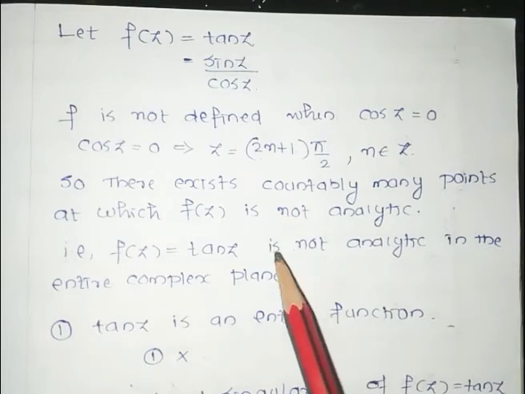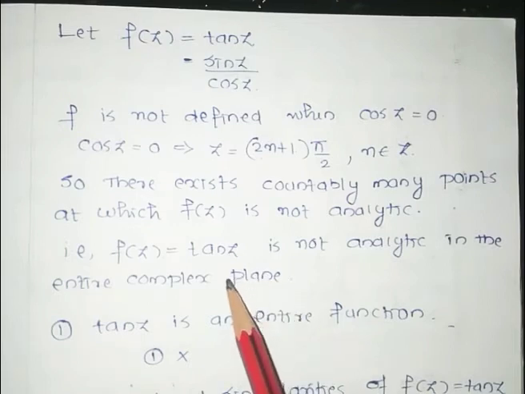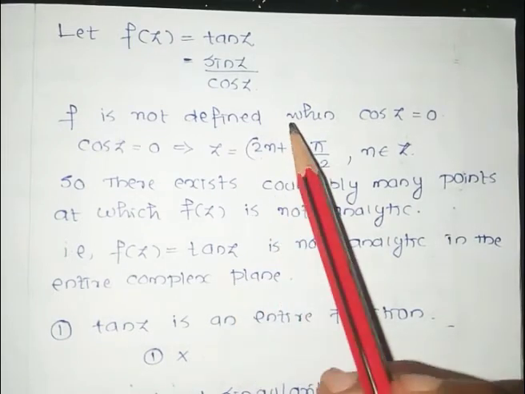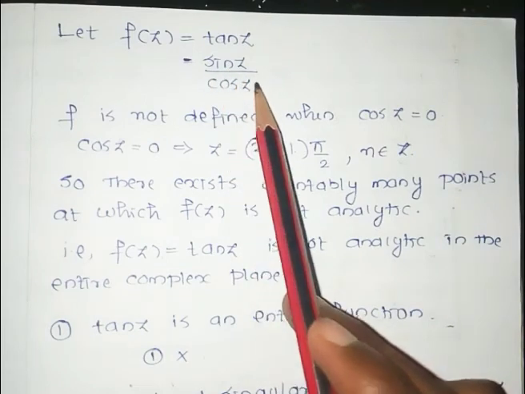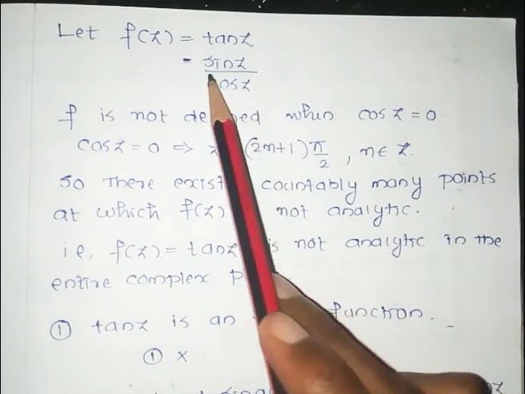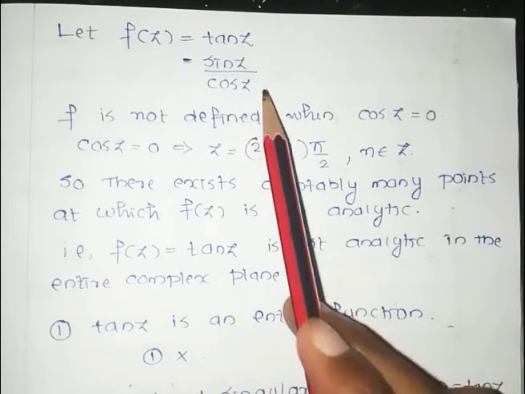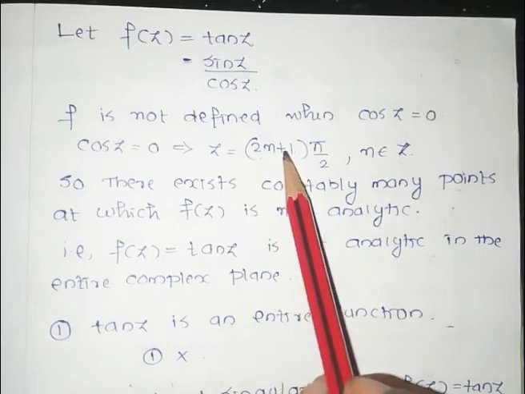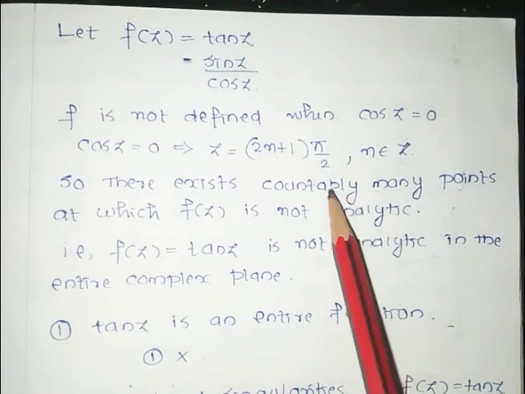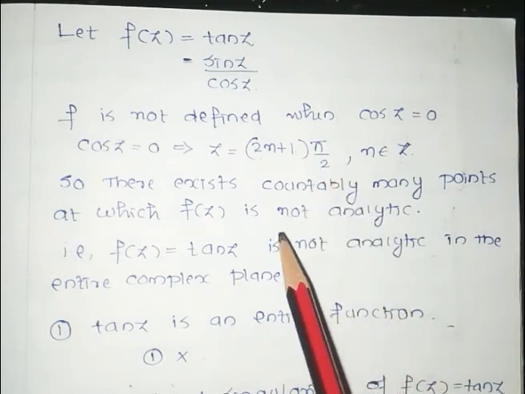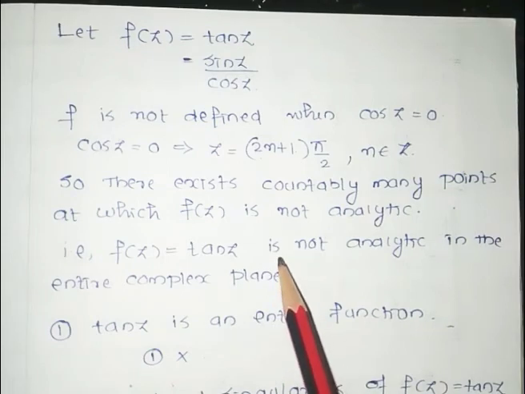That is, f of z equal to tan z is not analytic in the entire complex plane, because tan z is equal to sin z divided by cos z, and the singular points of f of z are given by cos z equal to 0. So cos z is equal to 0 only when z is equal to (2n plus 1) pi by 2, n belongs to Z. There exist countably many such points. Therefore f of z equal to tan z is not analytic in the entire complex plane.